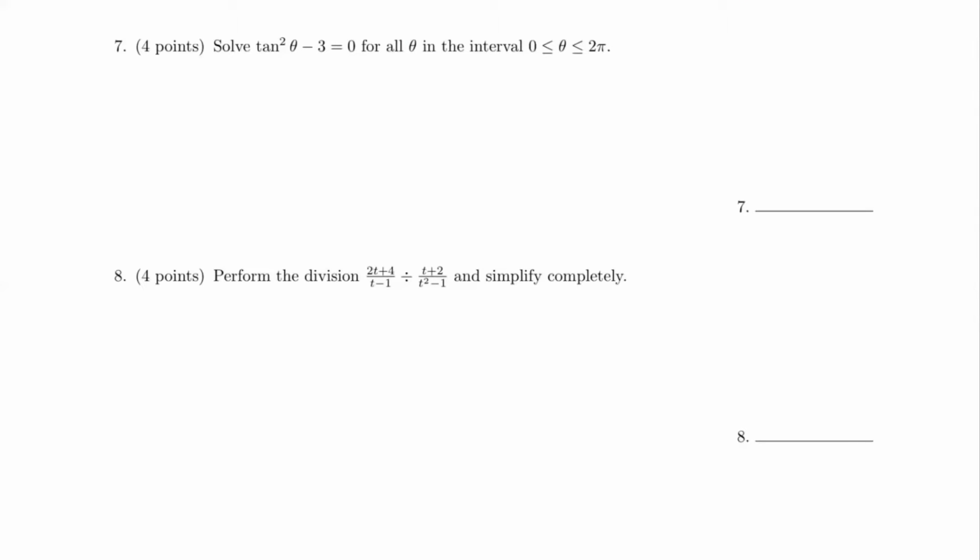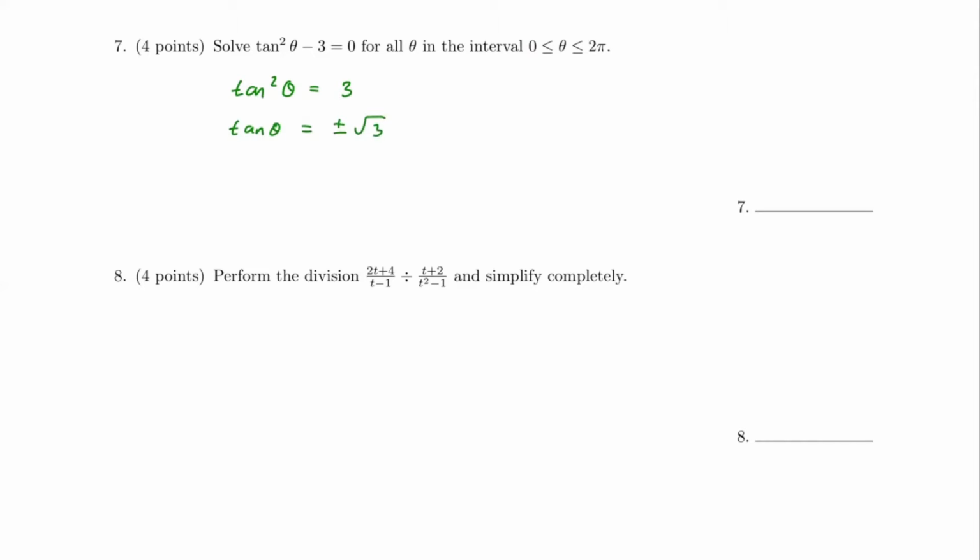All right, now we continue to the next problem, number 7. We want to solve this equation. This is a trigonometric equation where our solution must be within the interval from 0 to 2 pi. So let's isolate our trig expression, which is tangent theta. We're going to add 3 to both sides. That's going to give us tangent squared theta is equal to 3. And then to get rid of the square, we take the square root on both sides. So that will give us tangent of theta is equal to plus and minus square root of 3.